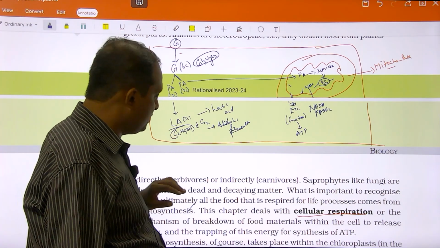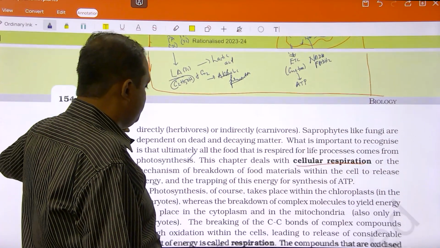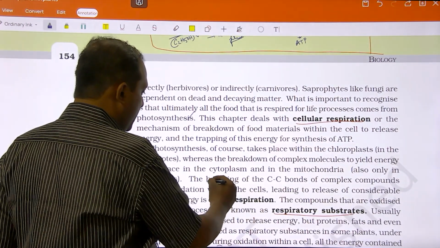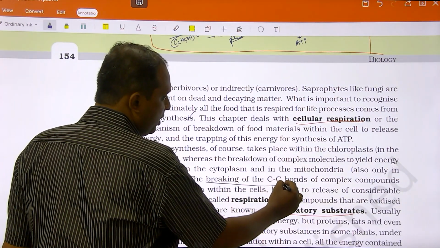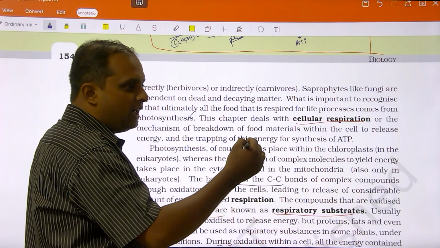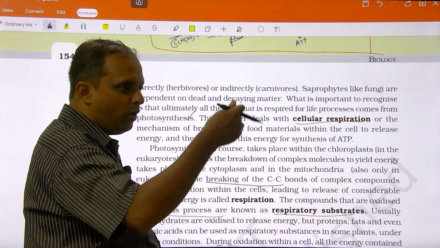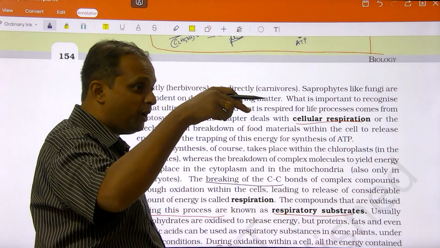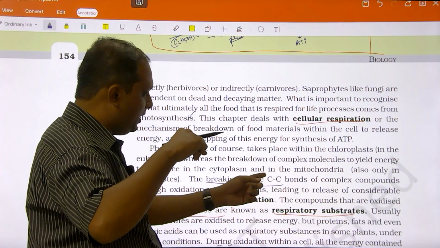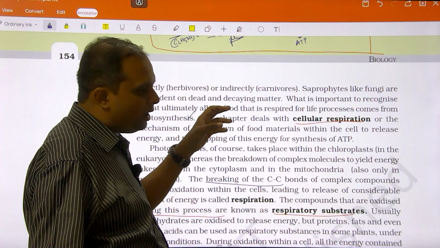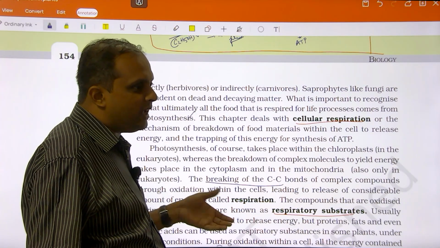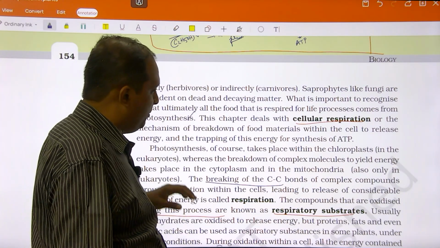You are okay with this? Right. Now I am explaining the breaking of the CC bond. So what is a CC bond? Glucose has 6 carbons. I hope you know the structure of glucose. You would have read it in your biomolecule chemistry. So once you understand the overall concept, you will be able to get these lines very comfortably, right?